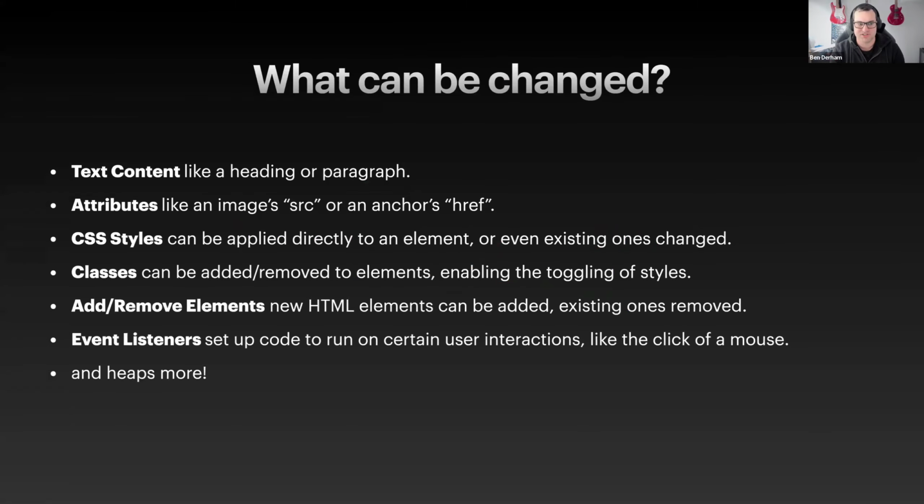We can change text content, so we can put in a new heading or a new paragraph. We can update attributes, so we could replace an image source, or we could change a link. As we've just done in the example I showed, we can change CSS styles. We can add or remove classes to elements, so we can update the styles just by adding or removing classes. We can add or remove elements completely.